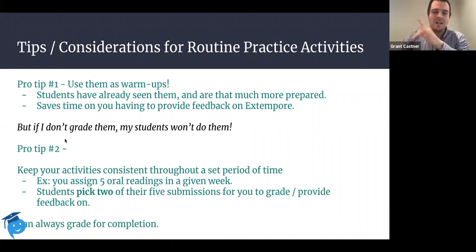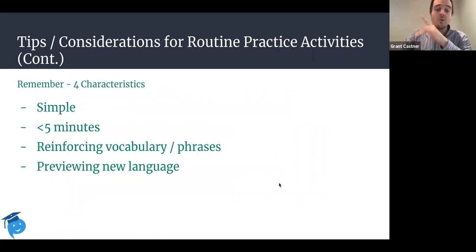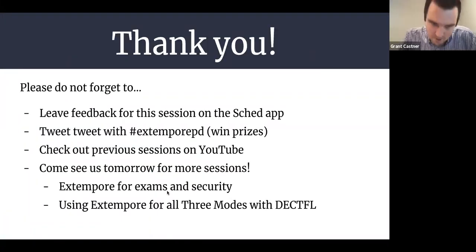Pro tip number 2, keep them consistent, and you can always grade for completion. Things to consider. So remember, they are simple. They are less than 5 minutes. They reinforce vocabulary and phrases, and they preview new language sometimes, but not a lot. Keep these things in mind, and thank you.